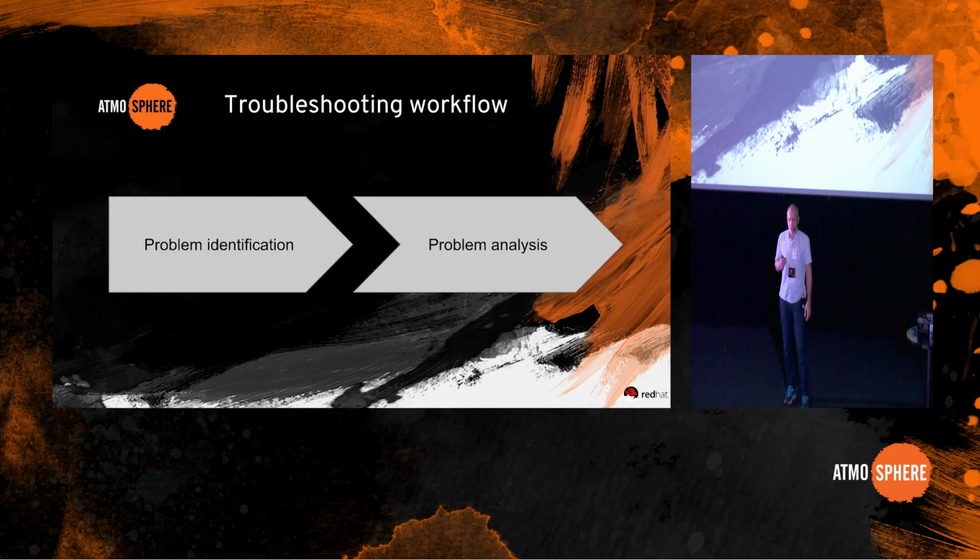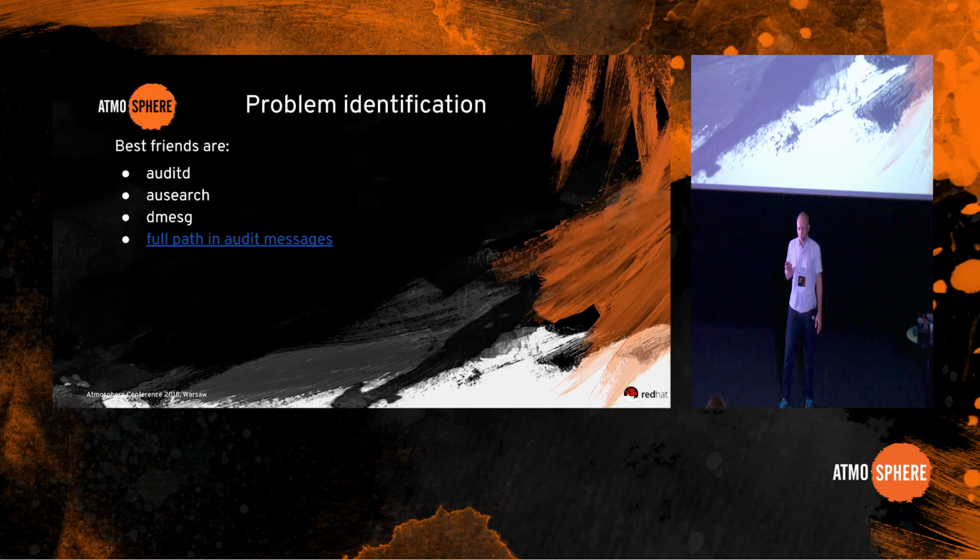So, troubleshooting workflow. Troubleshooting workflow has 5 stages, 5 phases. The first two phases are problem identification and problem analysis. Identification means that we are answering the question if SELINUX is really the cause of the problem we are seeing. And problem analysis is the second phase, and it is about what is SELINUX trying to tell me.